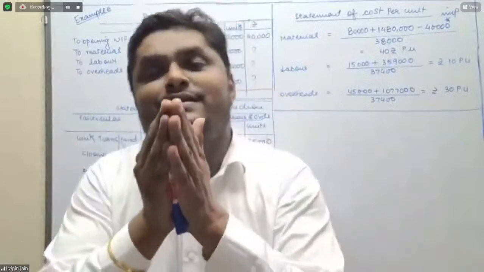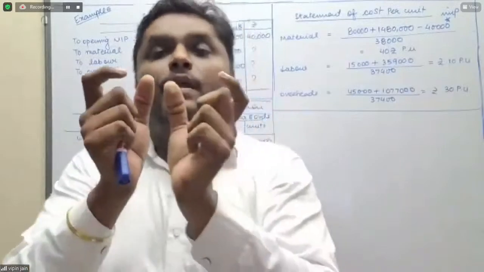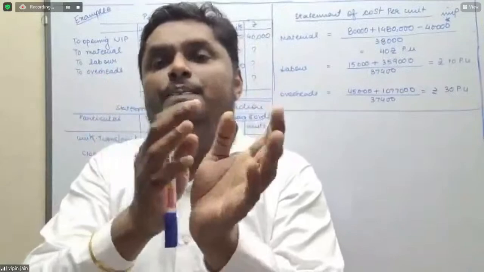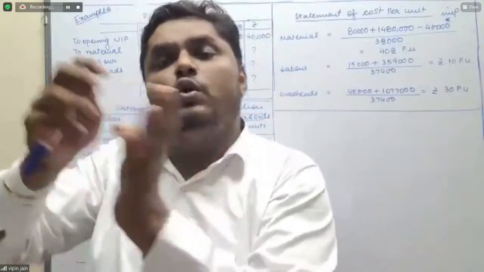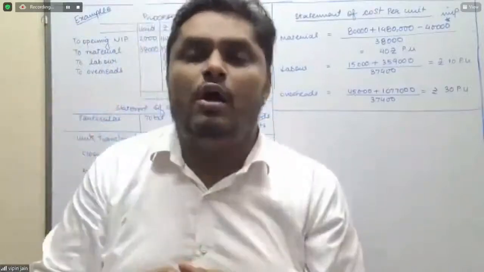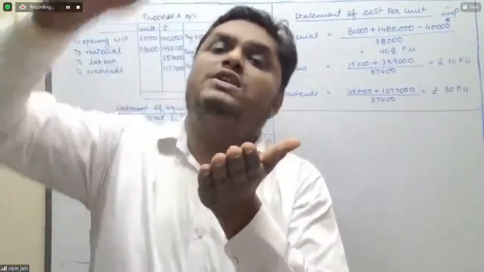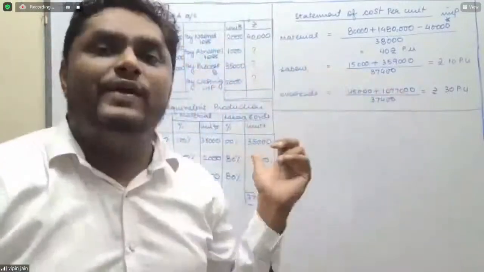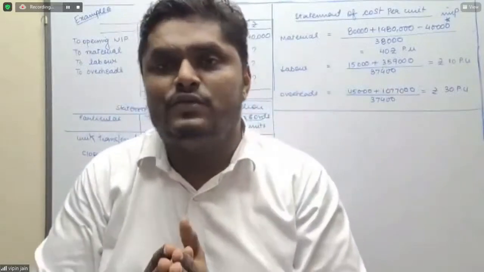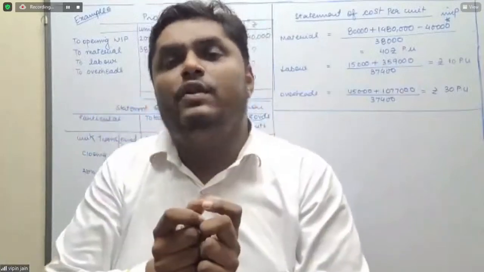As I discussed in the first session, whatever the cost relating to normal loss is, it is to be borne by the good units. So in short, if it is normal loss, then the product cost will be inflated. That's why we have ignored normal loss in calculation of equivalent number of units. I have discussed the first question also, where I explained in detail why we are not considering the normal loss units.